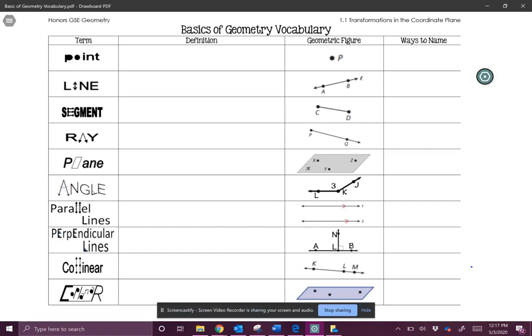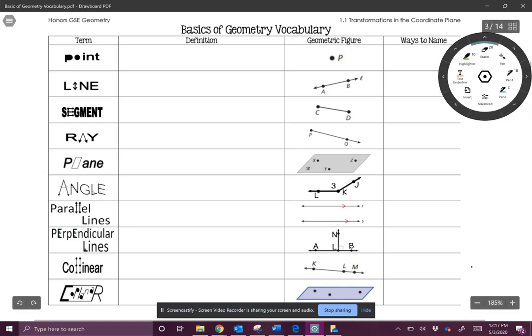This video is over the basics of geometry vocabulary. You're going to notice that we have terms, and we're going to practice defining them today, looking at them in pictures, and talking about ways to name them. These terms are really vital as you move through your geometry course next year, to know, to understand, and to know how to name them. The biggest thing we struggle with is how to actually name the items and the terms that we're looking at. So we're going to practice that today.